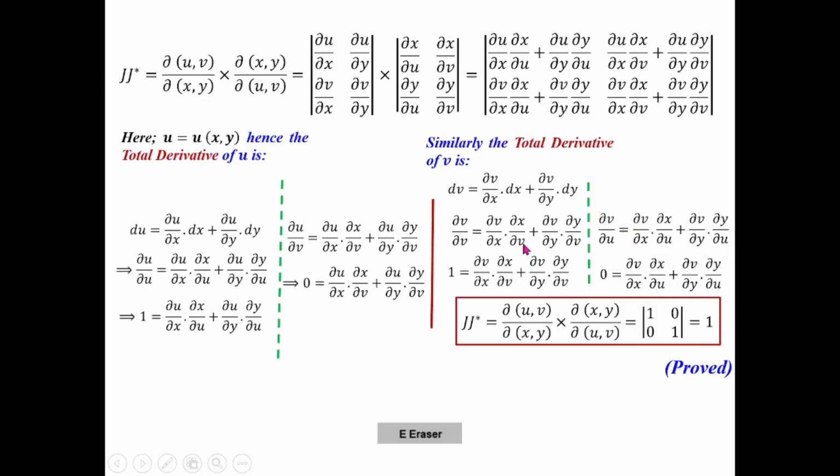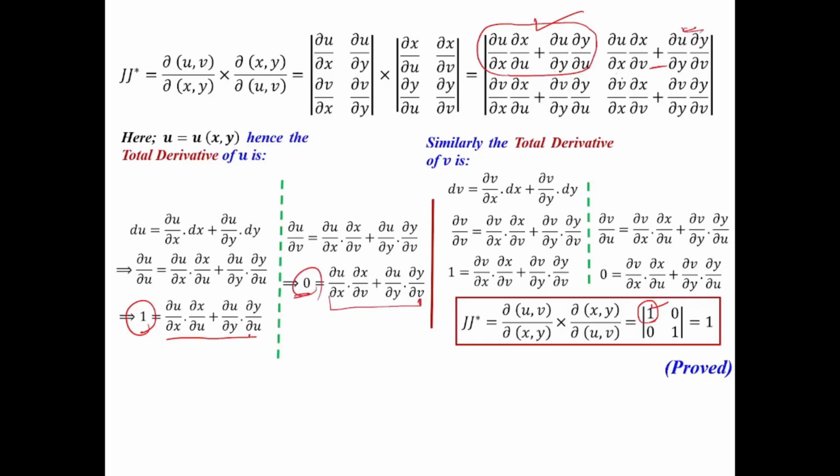Now we are going to compare this one: del u by del x into del x by del u plus del u by del y into del y by del u. Here we find the value is how much? 1. Just write 1. So instead of this term, we can write 1. Consider this term: del u by del x into del x by del v plus del u by del y into del y by del v. This one here, and this value is nothing but 0.